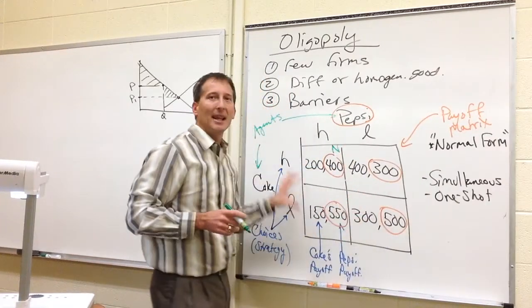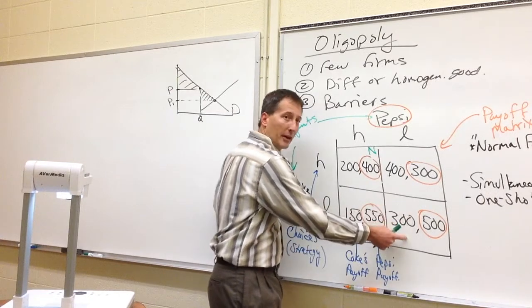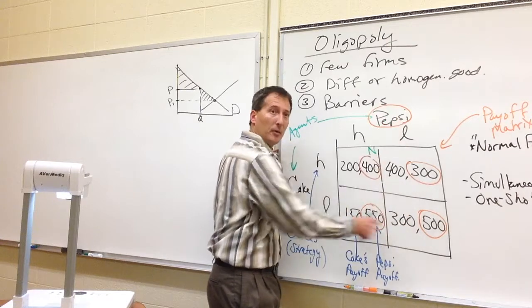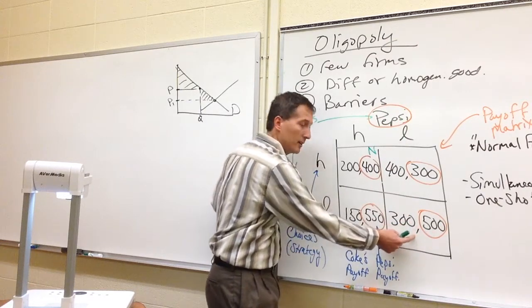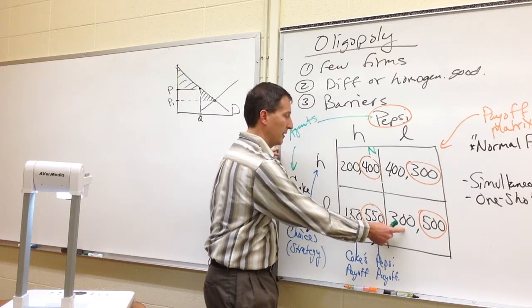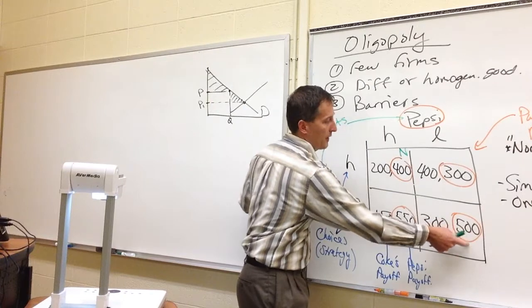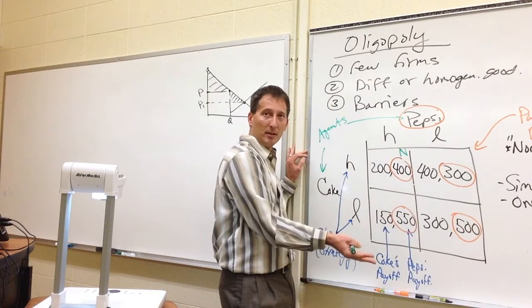And so that's the dilemma of this game, is that both would be made better off if they both cheaped out, right? If they both cheaped out, then both would be better off down here. Coke would be getting 300, which is better than 200, and Pepsi would be getting 500, which is better than 400. But it's not stable.